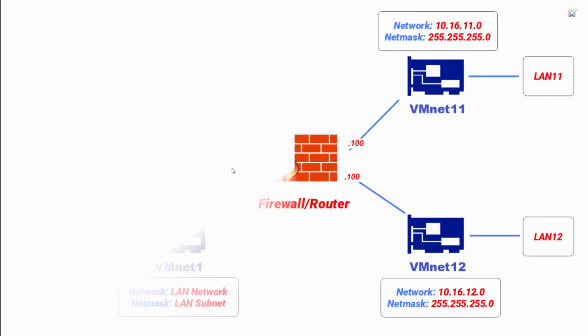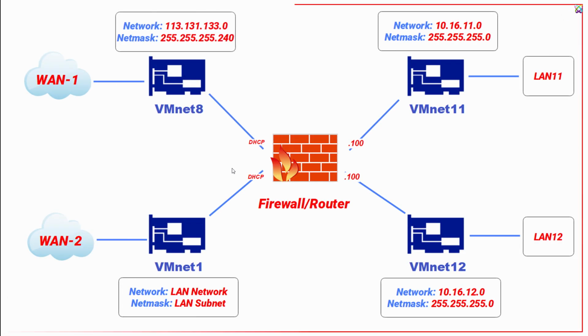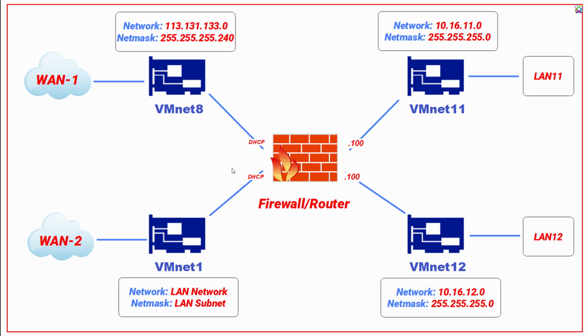You may have a clear lab diagram on paper, but when it comes to building it in VMware, things can quickly get confusing. Where should the WAN connect? How should the LAN be separated? Which VMnet should be assigned to each interface?